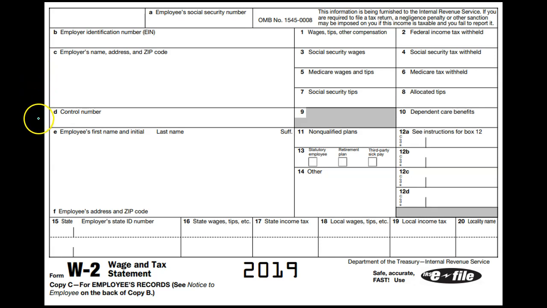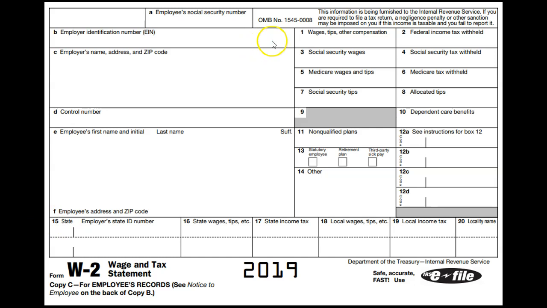We have the control number, and then we have the employee's first name, initial, and last name. This is going to be the information we'll typically need to start off the tax return as well. So we have the name, we have the social security number, and we have the address, which is the employee's address and zip down here.